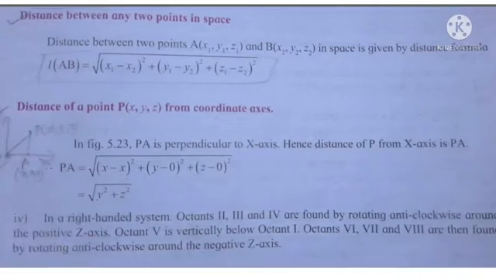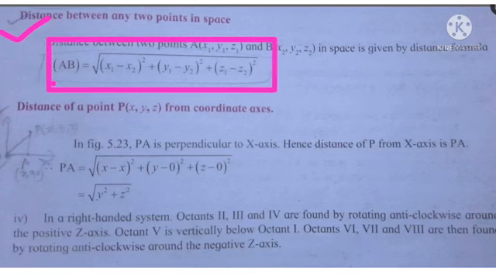Next, distance between any 2 points in the space. Distance of any 2 points A(x1, y1, z1) and B(x2, y2, z2) in the space is given by the distance formula. Length AB is equal to root of (x1 minus x2) bracket square plus (y1 minus y2) bracket square plus (z2 minus z1) bracket square.